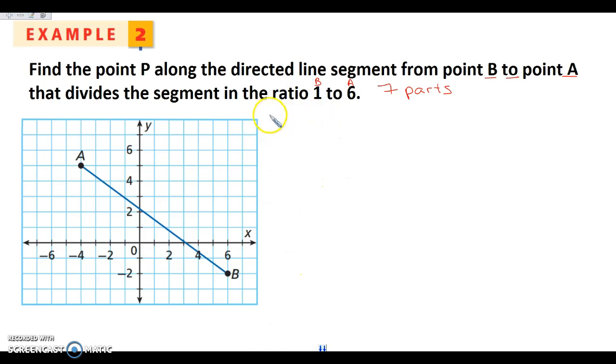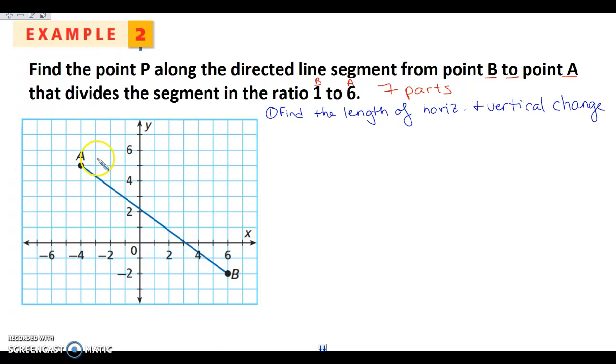Again, the first thing that I want to do is find the length of my horizontal and vertical change. Let me get this written here. Okay, so the same thing that we started off with last time. How far are we moving left to right? How far are we moving up to down to get from A to B?